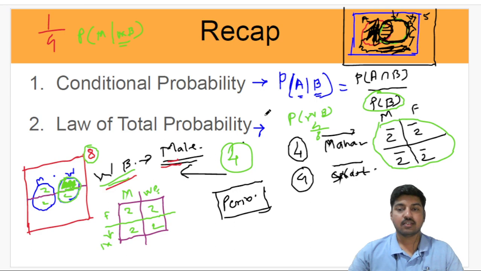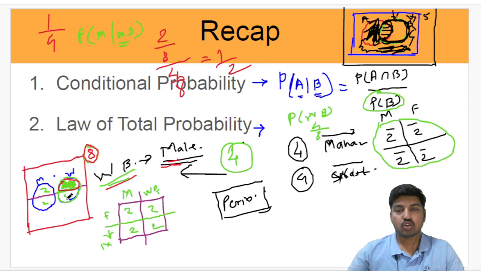It is not 2 by 4. See, this is an event; I am talking only with respect to the sample space itself. With respect to this one, it is 2 by 8. So 2 by 8 divided by 4 by 8, so it is 1 by 2.